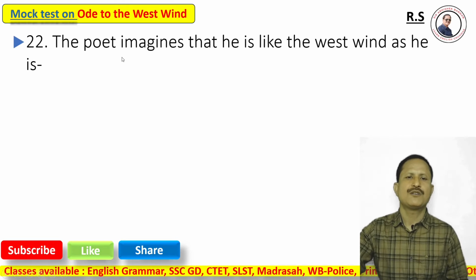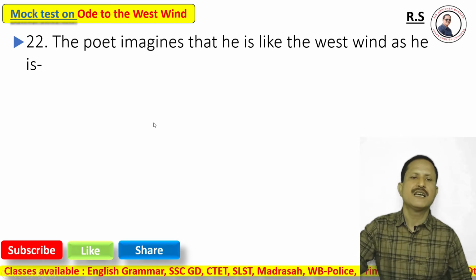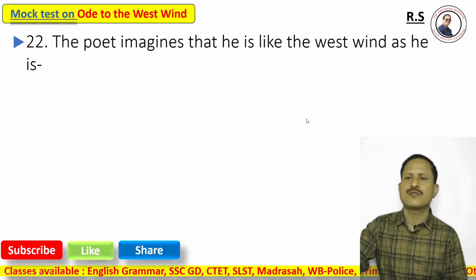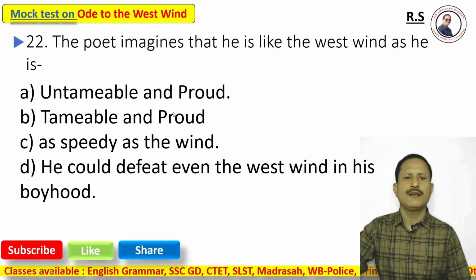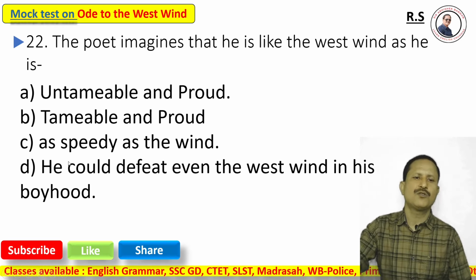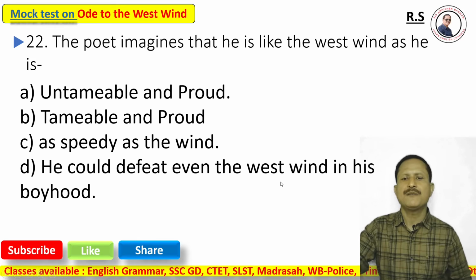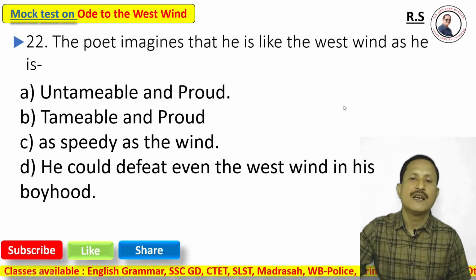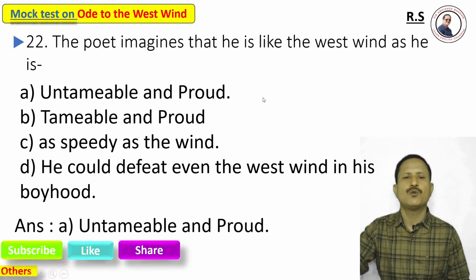Next, question number 22. The poet imagines that he is like the West Wind. The poet imagines himself as the West Wind. Why? Because option A, he was untamable and proud. Option B, tenable and proud. Option C, as speedy as the wind. Option D, he could defeat even the West Wind in his boyhood. The right answer is option A, untamable and proud.